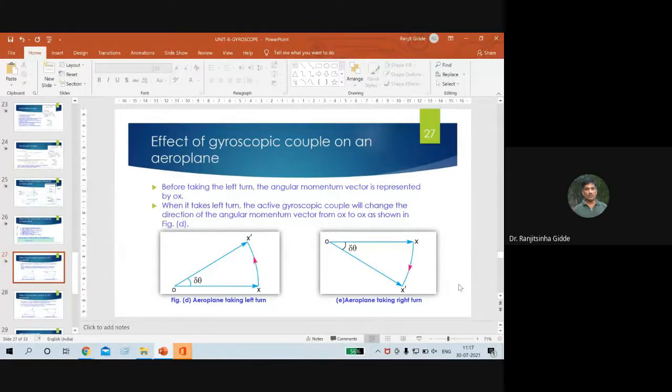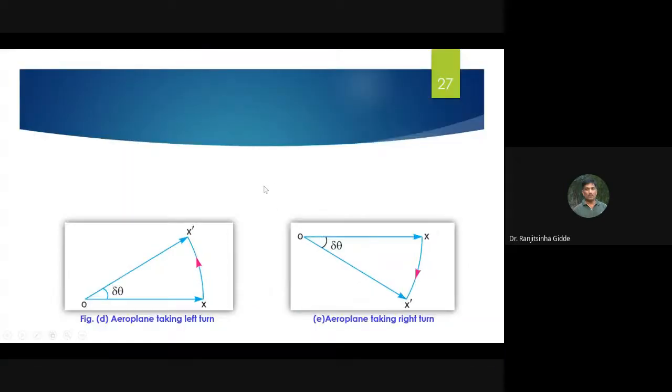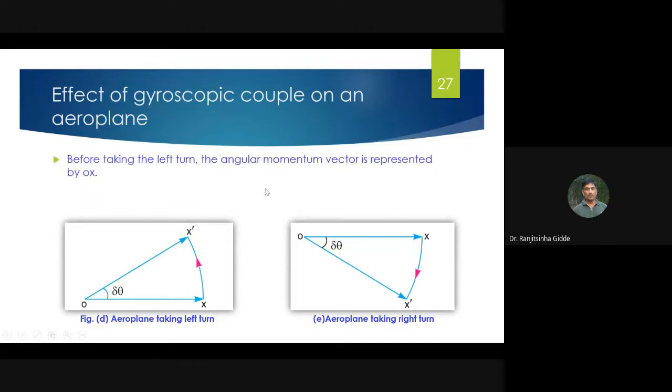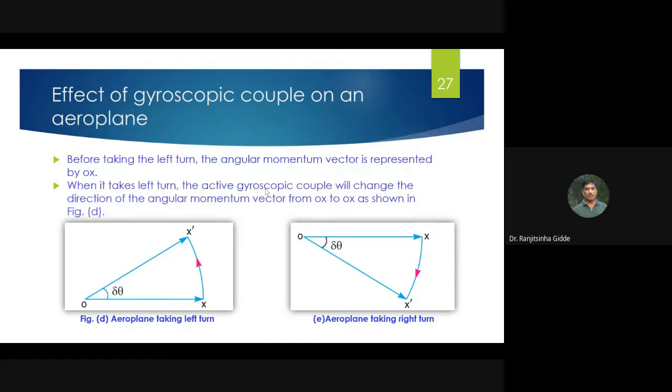Before taking left turn, the angular momentum vector is represented by vector OX.